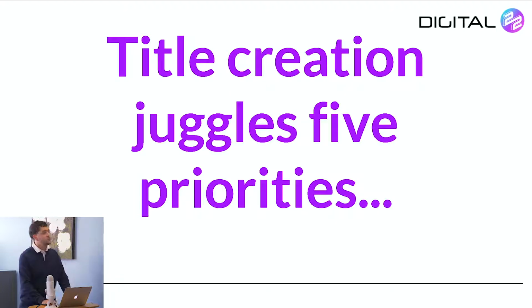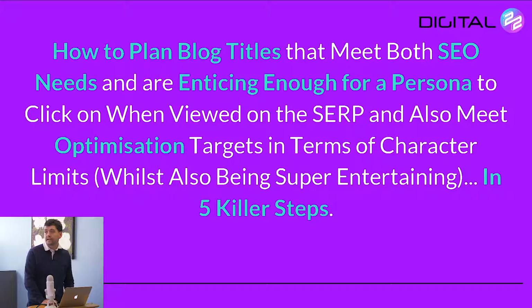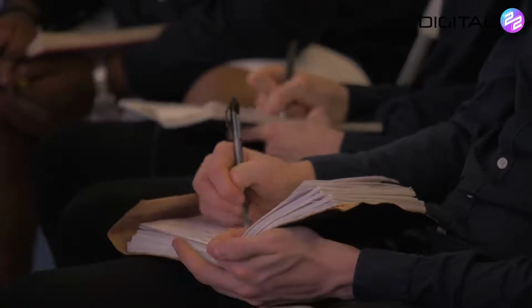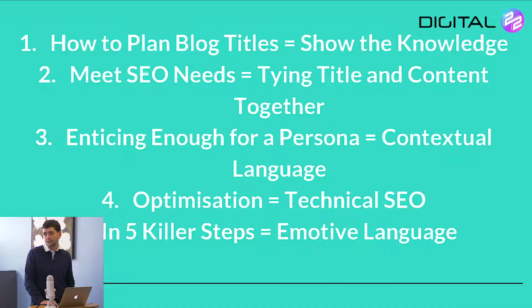So title creation, once you've got past that step, kind of juggles 5 things. So in that bit of a mad title, we've got the 5 things we're going to look at today. They are how to plan blog titles, which represents showing knowledge in the title or giving knowledge, especially for inbound search terms, which we'll come to in a second. That gives you a good hit on keywords.